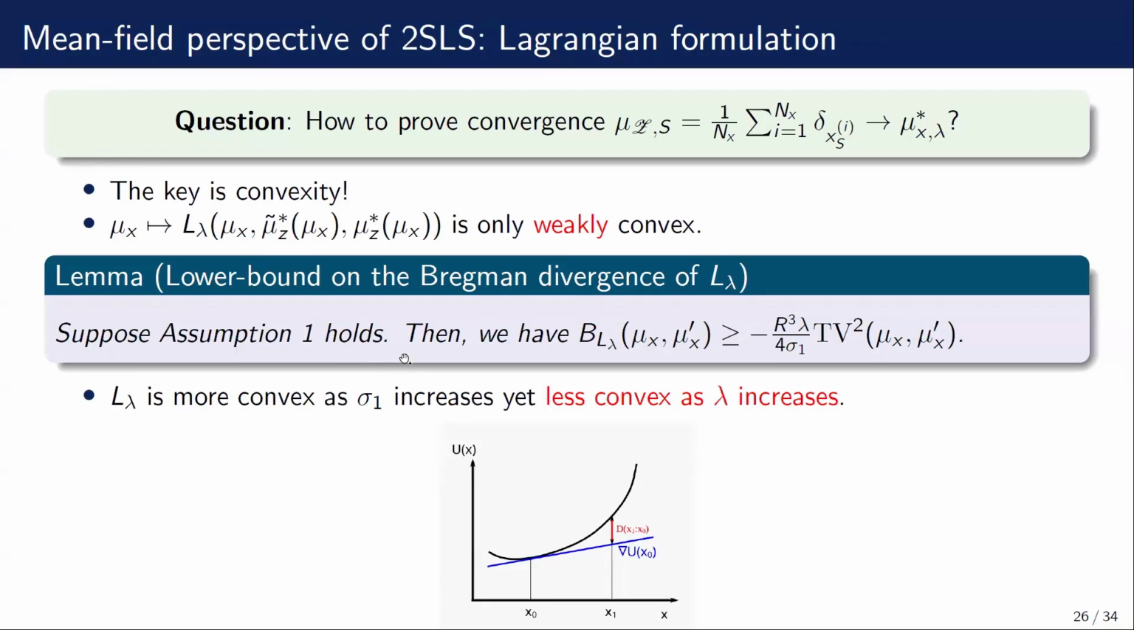So suppose assumption 1 holds, then we have this negative lower bound on the Bregman divergence of L lambda. To give an intuition of what the Bregman divergence is, it is like a linear approximation of a function at x0. If the function is convex, then the Bregman divergence is this little red gap here. If the red gap is positive, then you know the function is convex because it's always above your linear approximation. But unfortunately here we only have a negative lower bound, so it's only weakly convex.